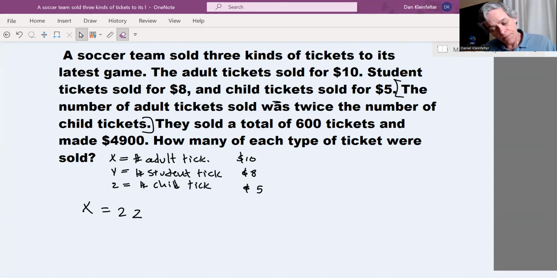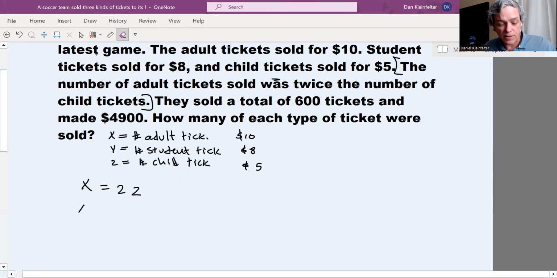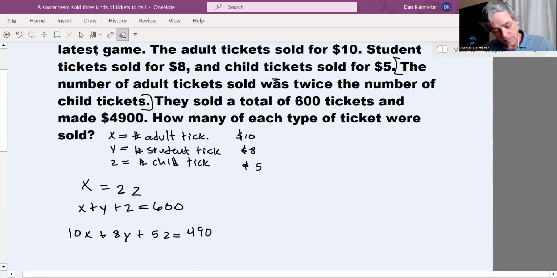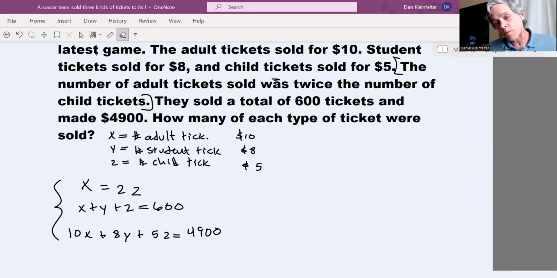That's our first equation. They sold a total of 600 tickets. So that means that X plus Y plus Z is going to be 600. That's the equation about the number of tickets. The last equation has to be about the amount of money that was made. So it's $10 for each adult ticket, and then $8 for each student ticket, and then it's $5 for each child ticket. And that gave $4,900. Okay, that's going to be our system of equations representing this ticket problem. Make sure that you understand where we got that from the wording before we go into solving it.